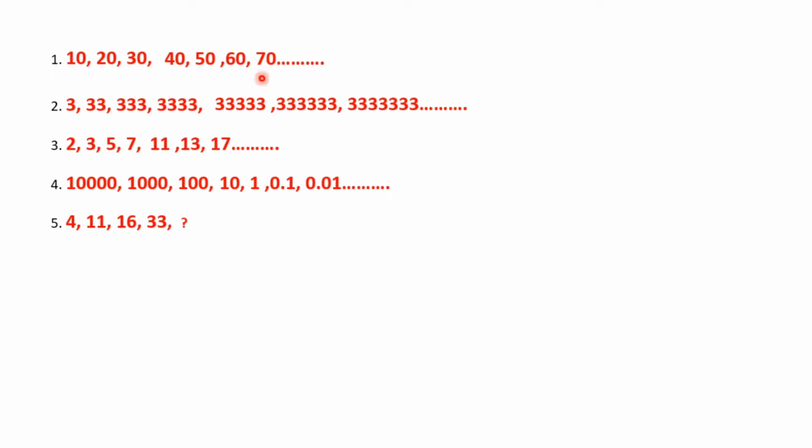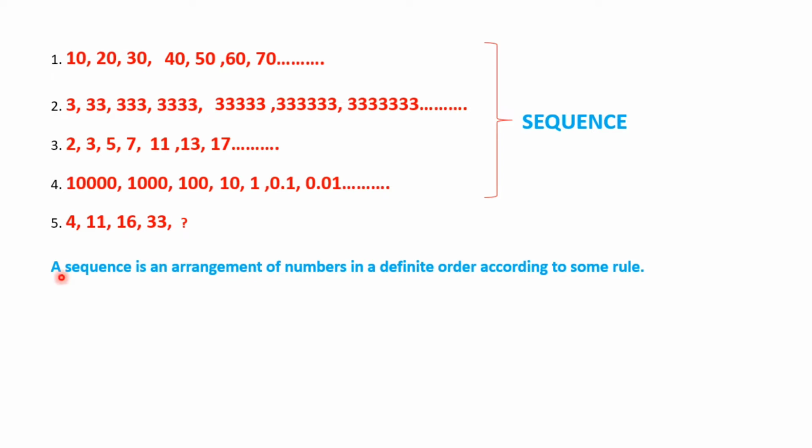In the first set we just add 10 to get the next number, and here we put additional 3s to each term to get the next term. And here these are prime numbers, that is a rule, prime numbers from 2 onwards. And here we divide the previous term by 10 to get the next term. So there is a specific rule here. This type of pattern, this type of arrangement, is called a sequence. Here there is no rule available, so it is very difficult to find out the next term. So let's define sequence.